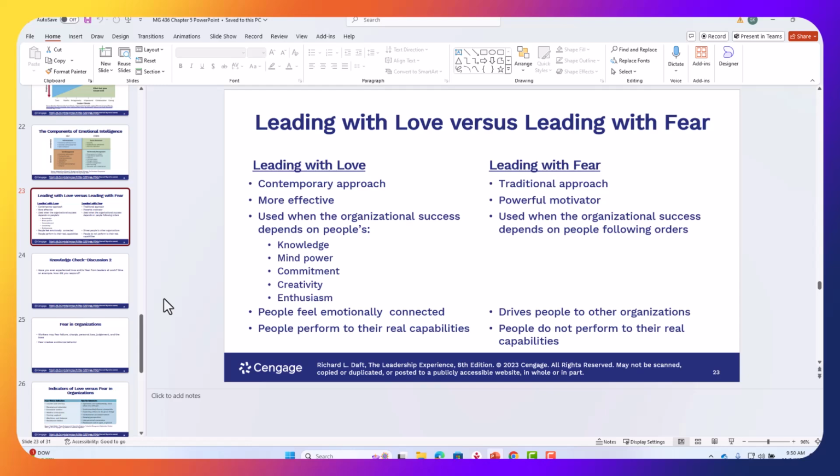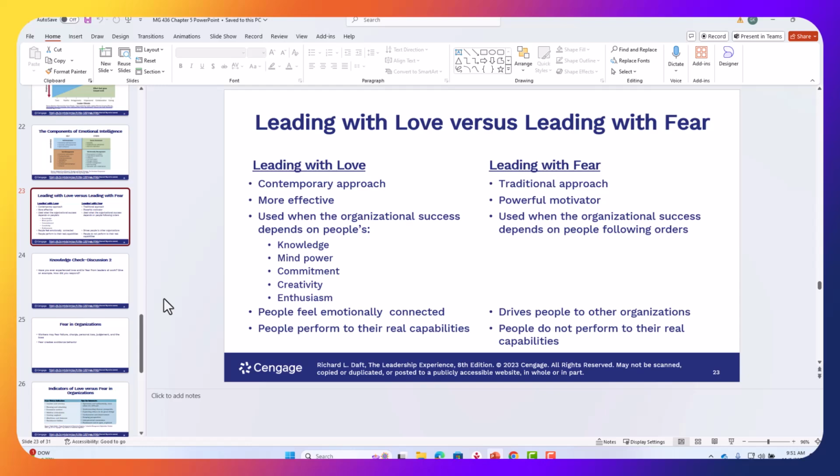Leading with love versus leading with fear. Leading with love, contemporary approach. So when we look at it, we see more effective, and when used, the organizational success depends on the people's knowledge, mind power, commitment, creativity, and enthusiasm.